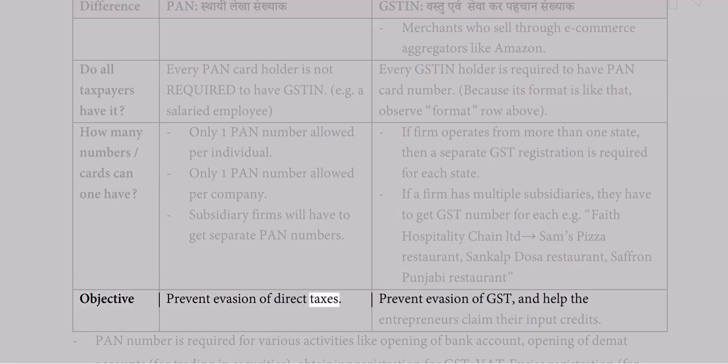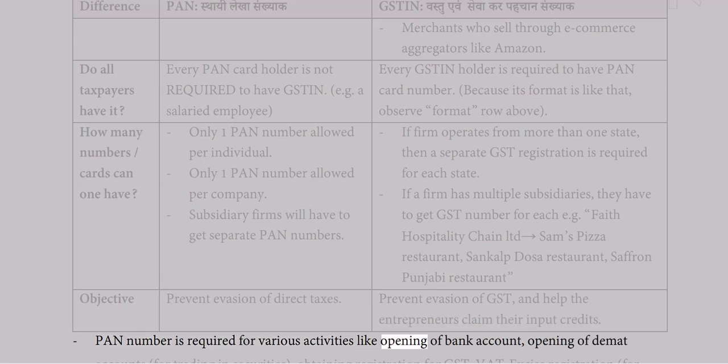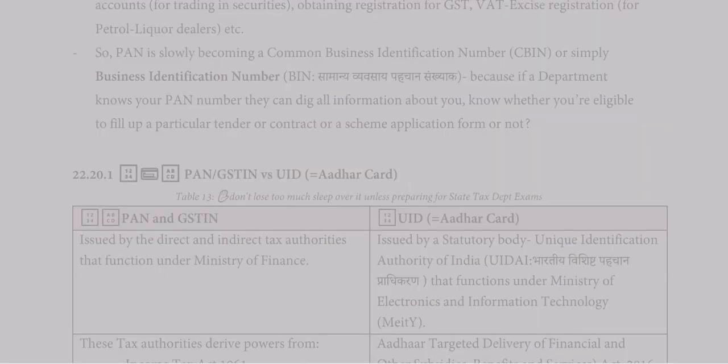Objective: prevent evasion of direct taxes. Prevent evasion of GST, and help entrepreneurs claim their input credits. PAN number is required for various activities like opening a bank account, opening demat accounts, trading in securities, obtaining registration for GST, VAT, excise, and for petrol and liquor dealers, etc. So PAN is slowly becoming a common business identification number, CBIN, or simply business identification number, BIN, because if a department knows your PAN number, they can dig out all information about you and know whether you're eligible to fill up a particular tender, contract, or scheme application form or not.